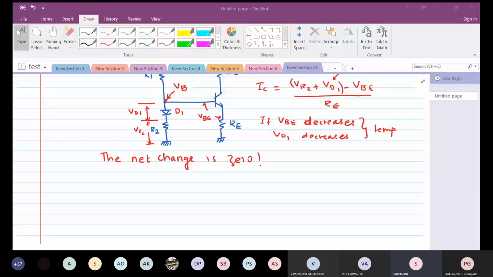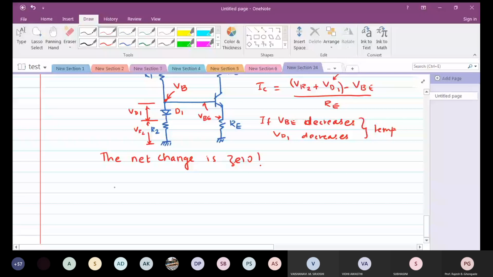So what we can see here is that I have successfully compensated for increase in temperature or decrease in temperature, that is, change in temperature. That is what is called bias compensation. So this is the concept of bias compensation.